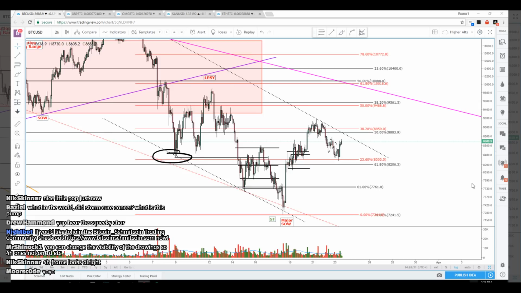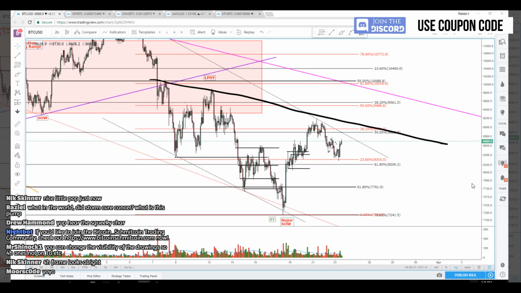Here and here. Because there is an argument to be made that there's an inverted head and shoulders kind of thing. Here, here, and here. So keep an eye out on this current price level. But if we drop below this, I suspect we're going to see a continuation of the downtrend and ultimately a push below this.